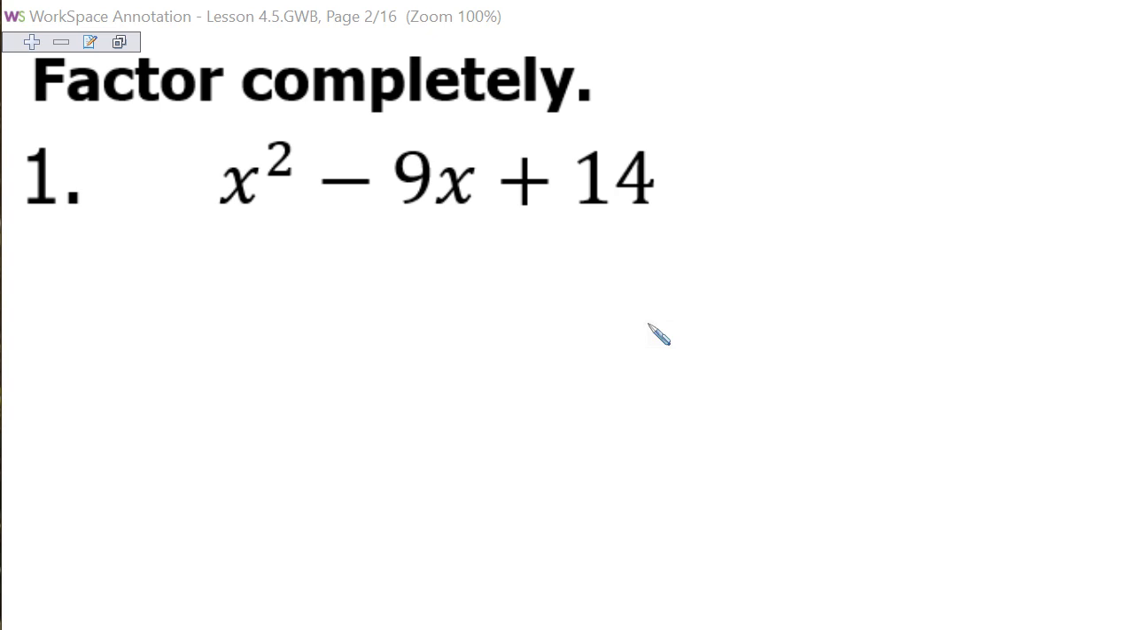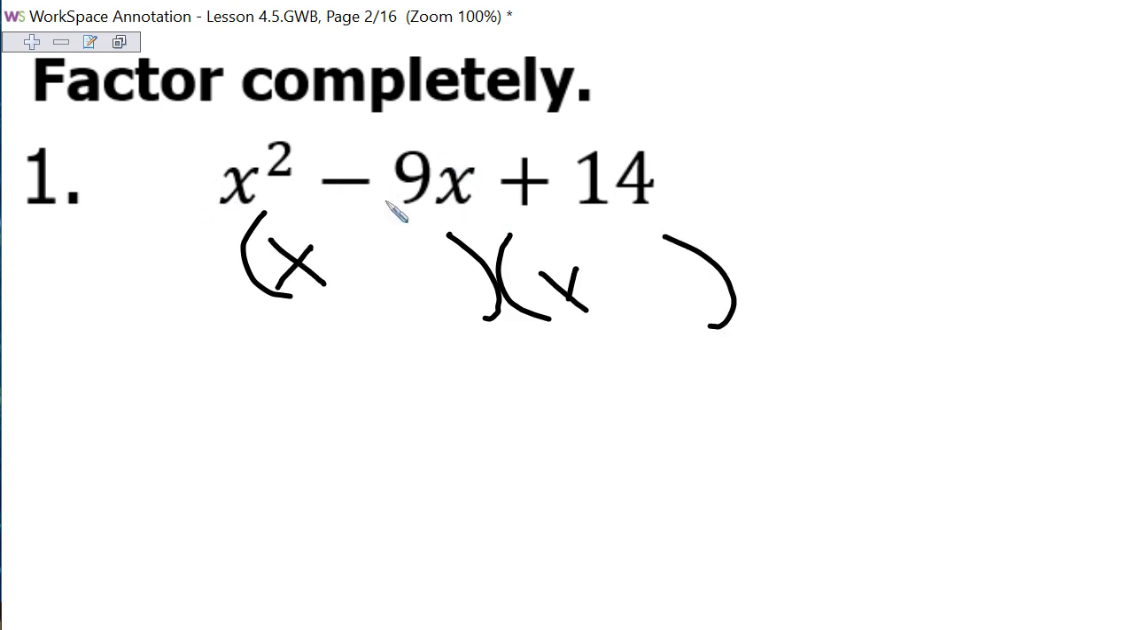And to factor this, we're going to have our two sets of parentheses. And I know that x times x will give me the x squared. And we are looking for two numbers that multiply to the number at the back, the constant, which is 14. So if I list out factors of 14, I could have 1 times 14. I could have 2 times 7.